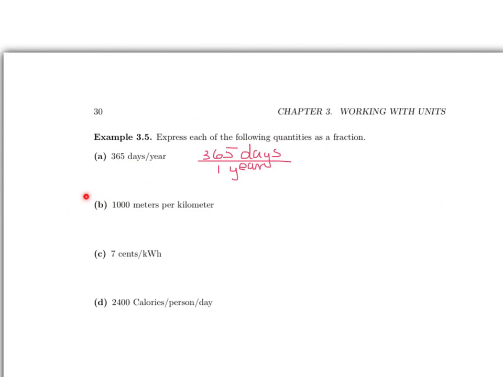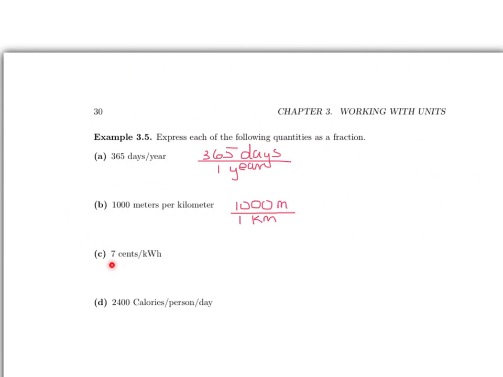Let's go ahead and look at part B. 1,000 meters per kilometer. Let's go ahead and write that in fractional form. I would say 1,000 meters, and I'm going to write the abbreviated form this time, divided by 1 kilometer. Remember, kilo is abbreviated K, meter is abbreviated with an M. So that would be the fractional form.